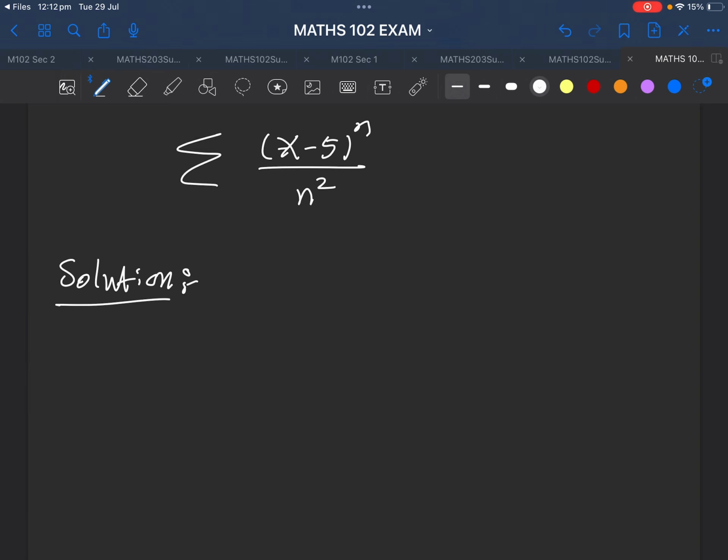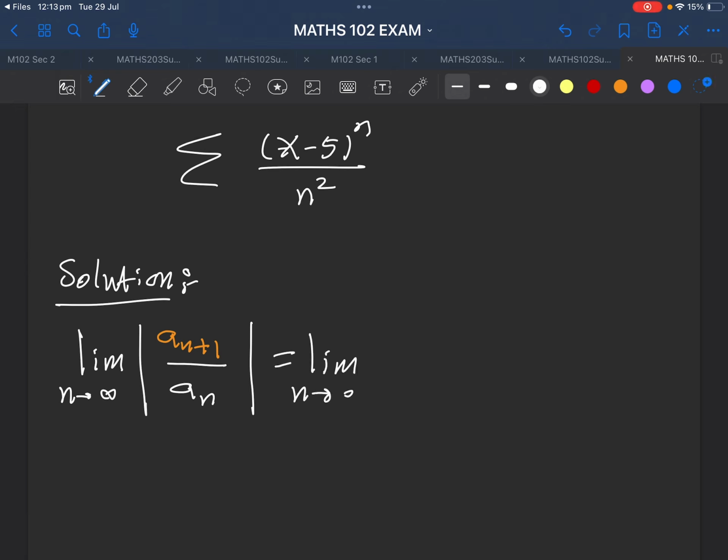Now, how are we going to do this example? It's very easy and straightforward. What we need to do is find the interval of convergence. So we need to find the limit as n goes to infinity of the absolute value of a_(n+1) over a_n. In the top, you write everything with n plus 1, and the same series you write in the bottom, because I'm using the ratio test.